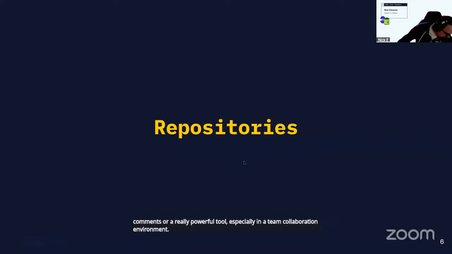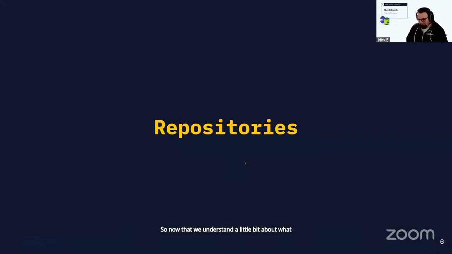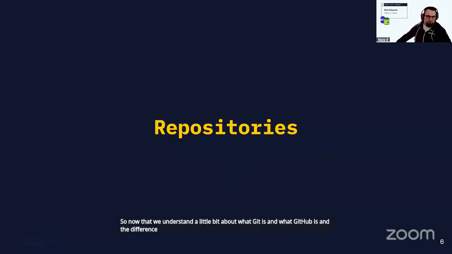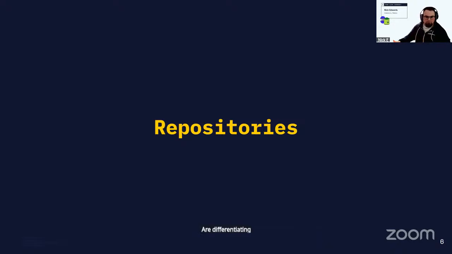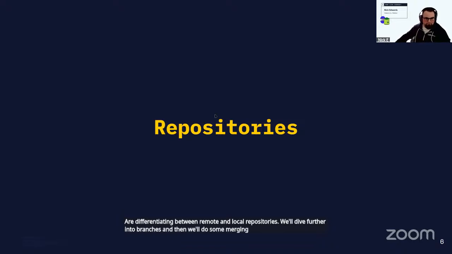So now that we understand a little bit about what Git is and what GitHub is and the difference between them, today's session, as we talked about earlier, is going to be diving more into what repositories are, differentiating between remote and local repositories. We'll dive further into branches, and then we'll do some merging and some conflict resolution to wrap up the session.